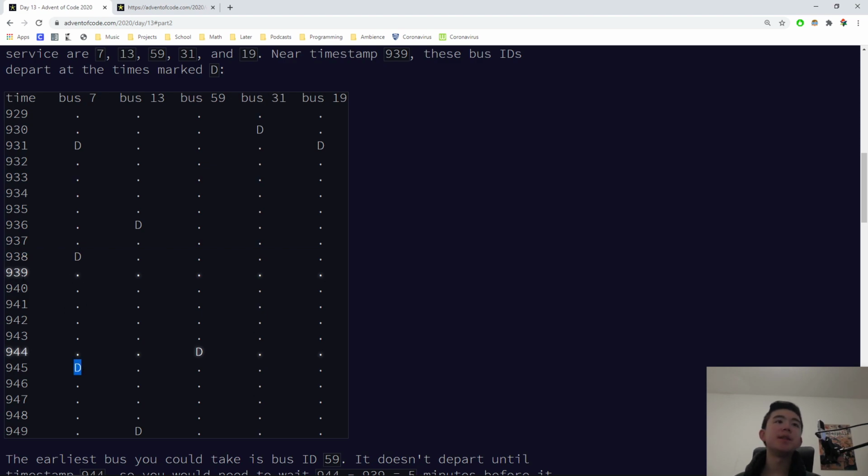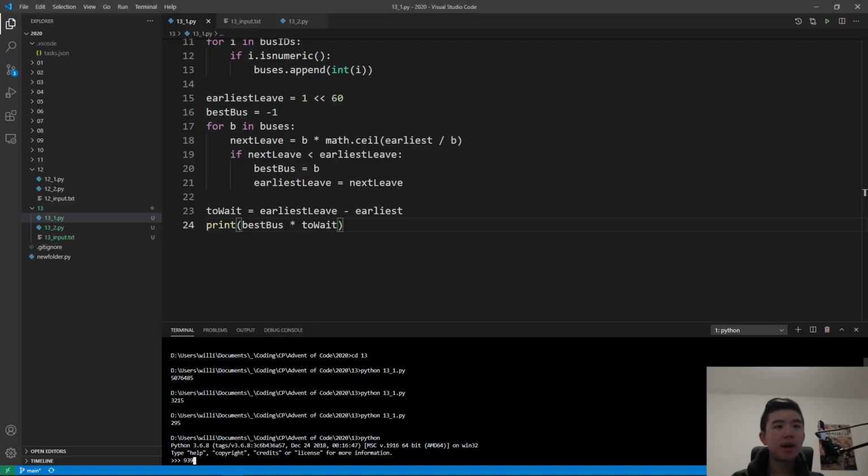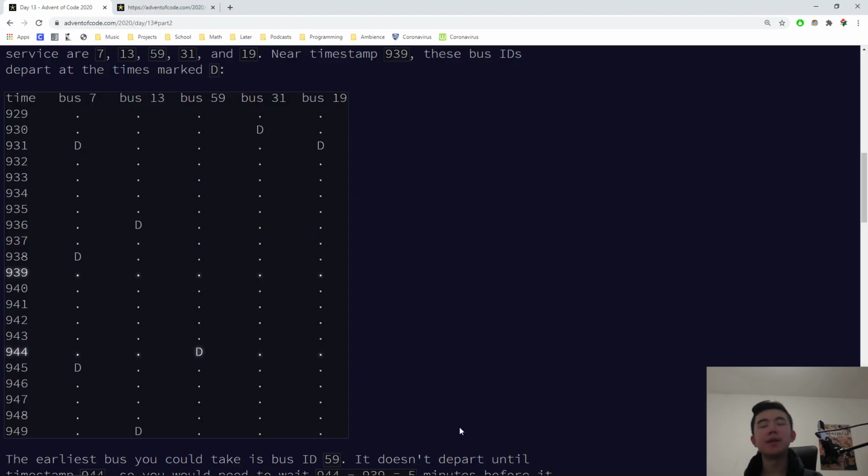Alternatively, what I did was take 939 divided by 7 and take the ceiling of that, so the smallest integer that's greater than it. Let's actually do that. 939 over 7 is 134.14, so in our case we'd want to do 135.